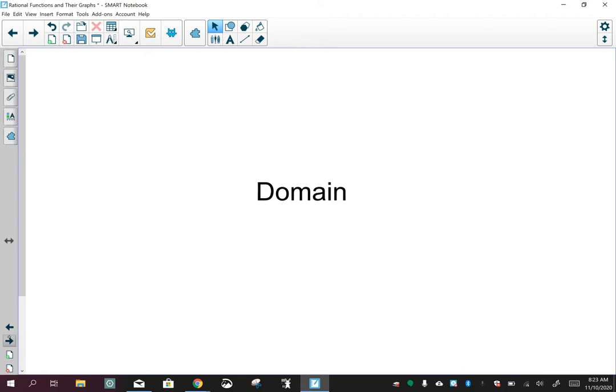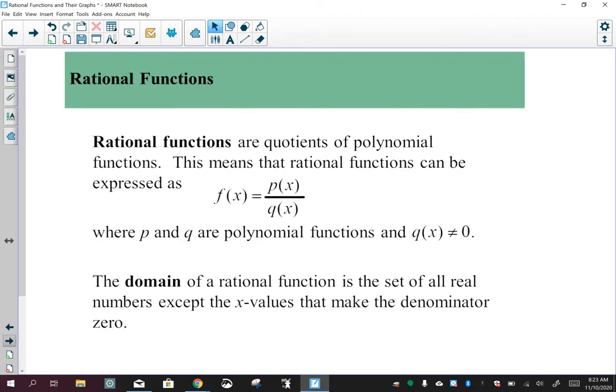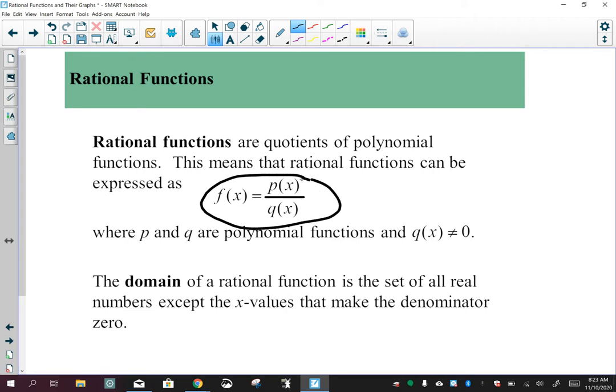First off, we need to talk about what exactly is a rational function. Rational functions are quotients of polynomial functions. So basically, I've got a polynomial over a polynomial, which means that I can represent this in terms of P of x over Q of x, okay?